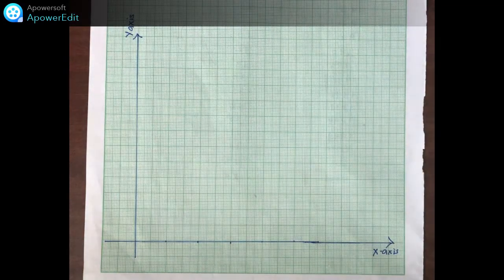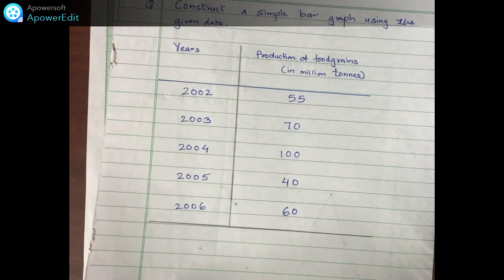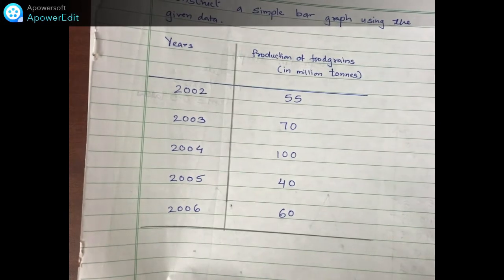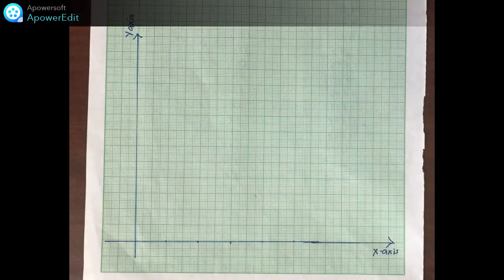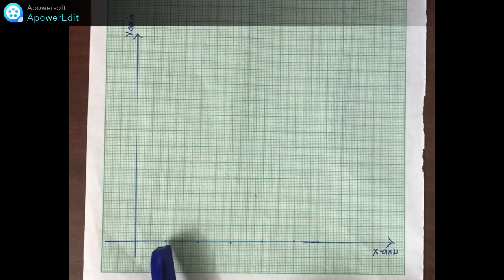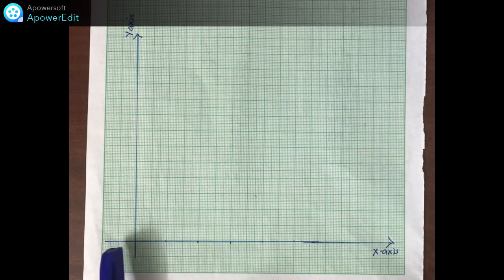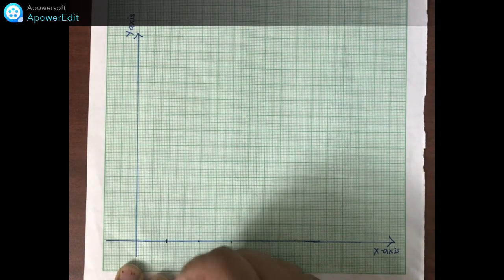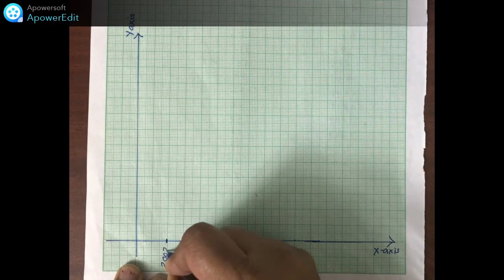Our years start from 2002 and run up to 2006 with an interval of 1 year. So what we are going to do on the x-axis is that, because we are going to construct the bars, we will leave some space before the first year. I am drawing my first tick mark at a 2 centimeter distance from the origin of the xy axis for this graph. So I'll be starting over here. This will be the first year which is given, 2002.